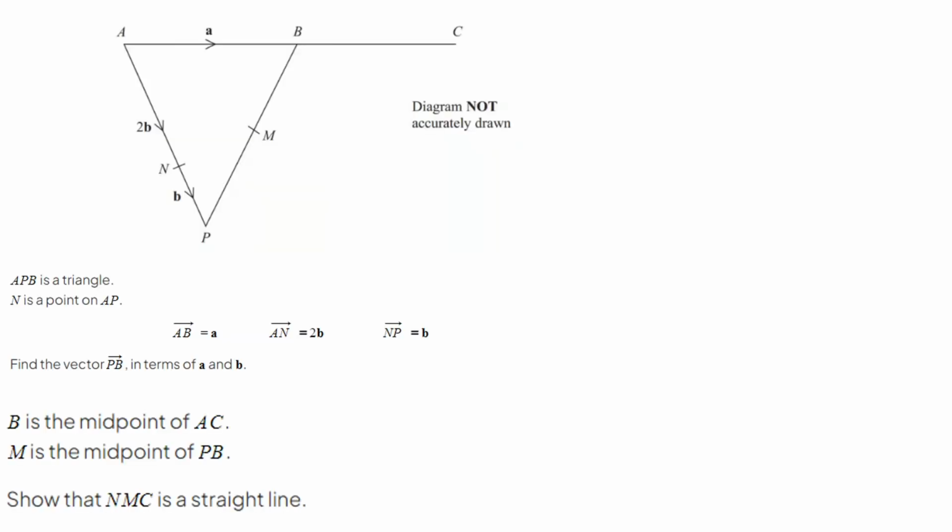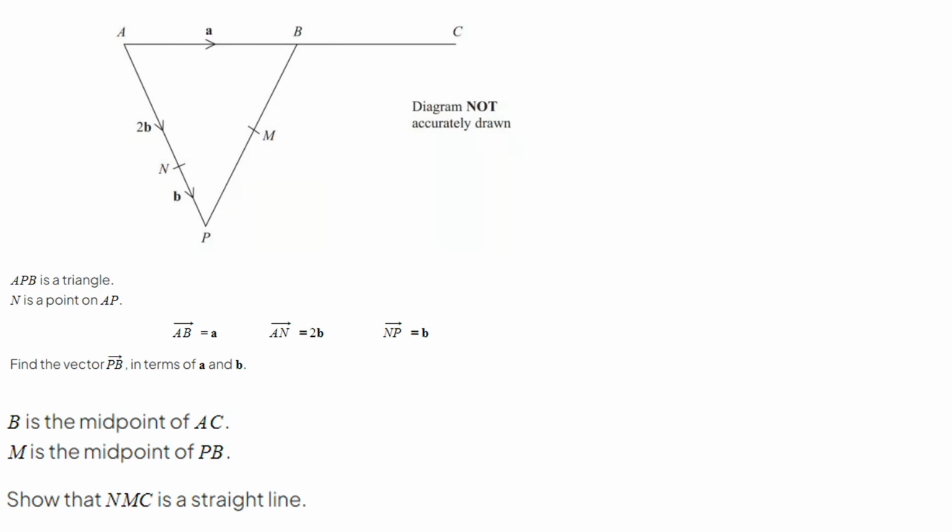We're told that APB is a triangle. We're told that AB is a. And we're told that A to P is 3b. So what is PB going to be?